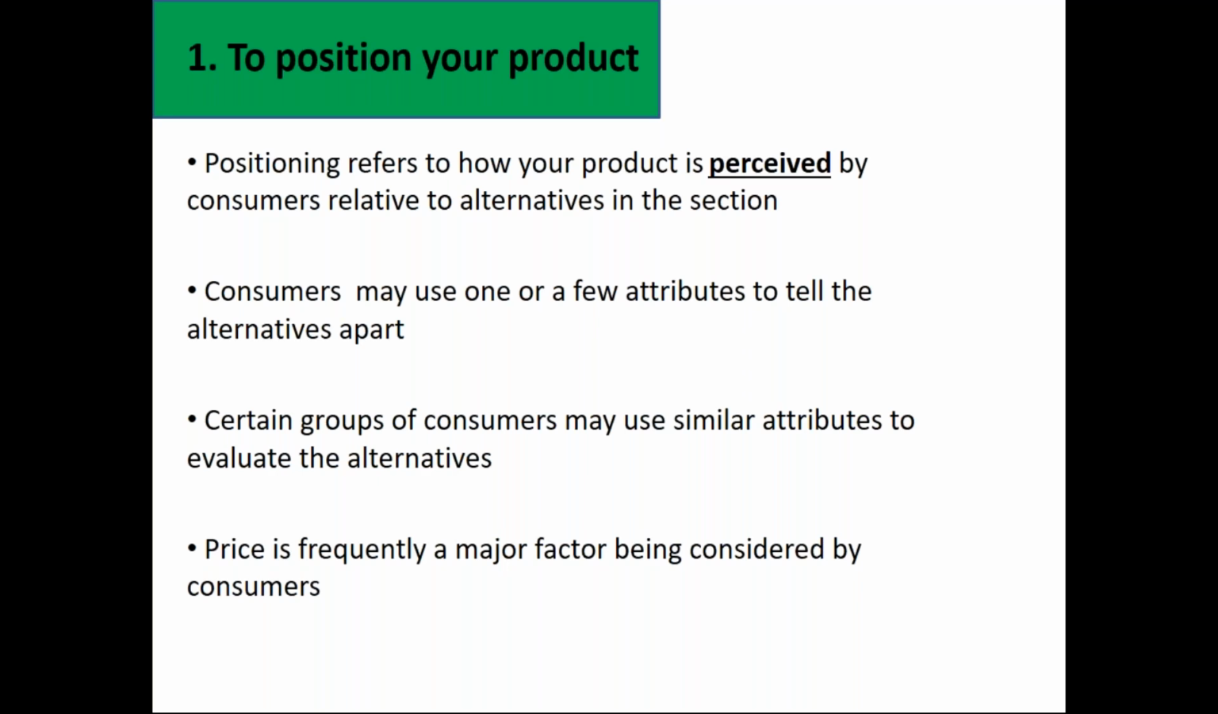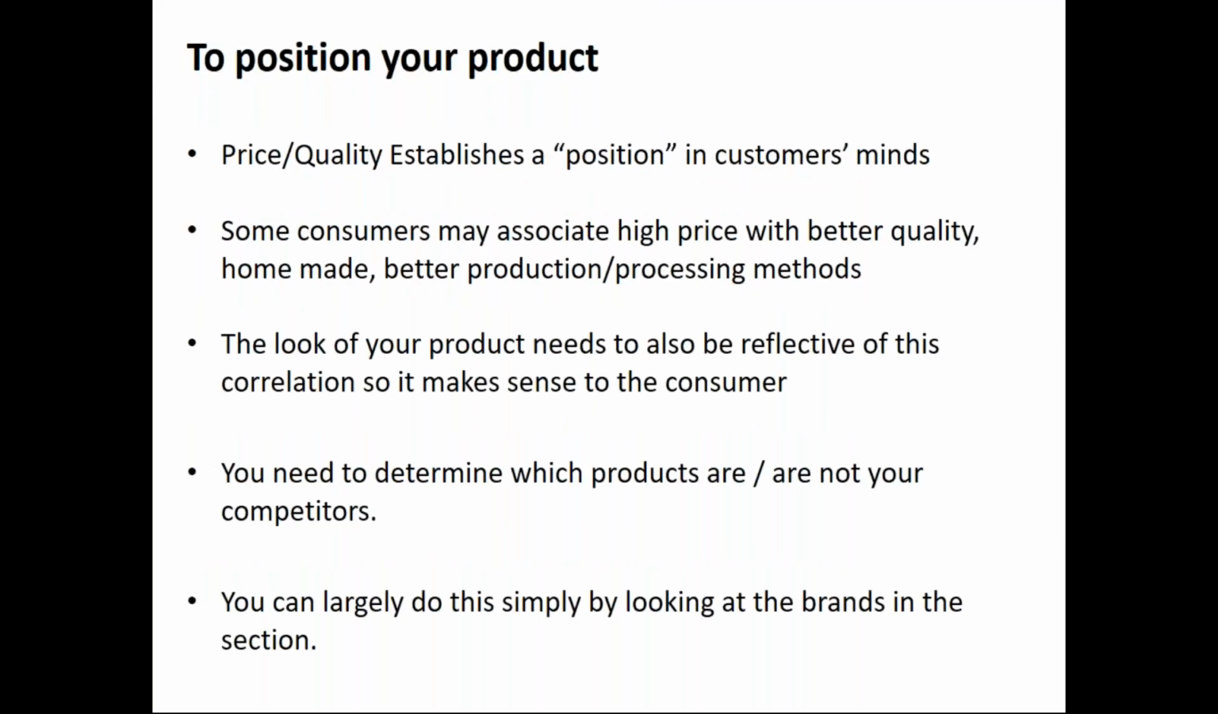And of course, in terms of the positioning, people will maybe use 2 different variables in terms of making a decision, 2 or 3, mostly 2. Price is definitely going to be one of those variables, though, as well as something else, and we'll talk about that in a second. So the price quality establishes a position in consumers' minds in terms of a relative weighting, of how much better is this one than this other one.